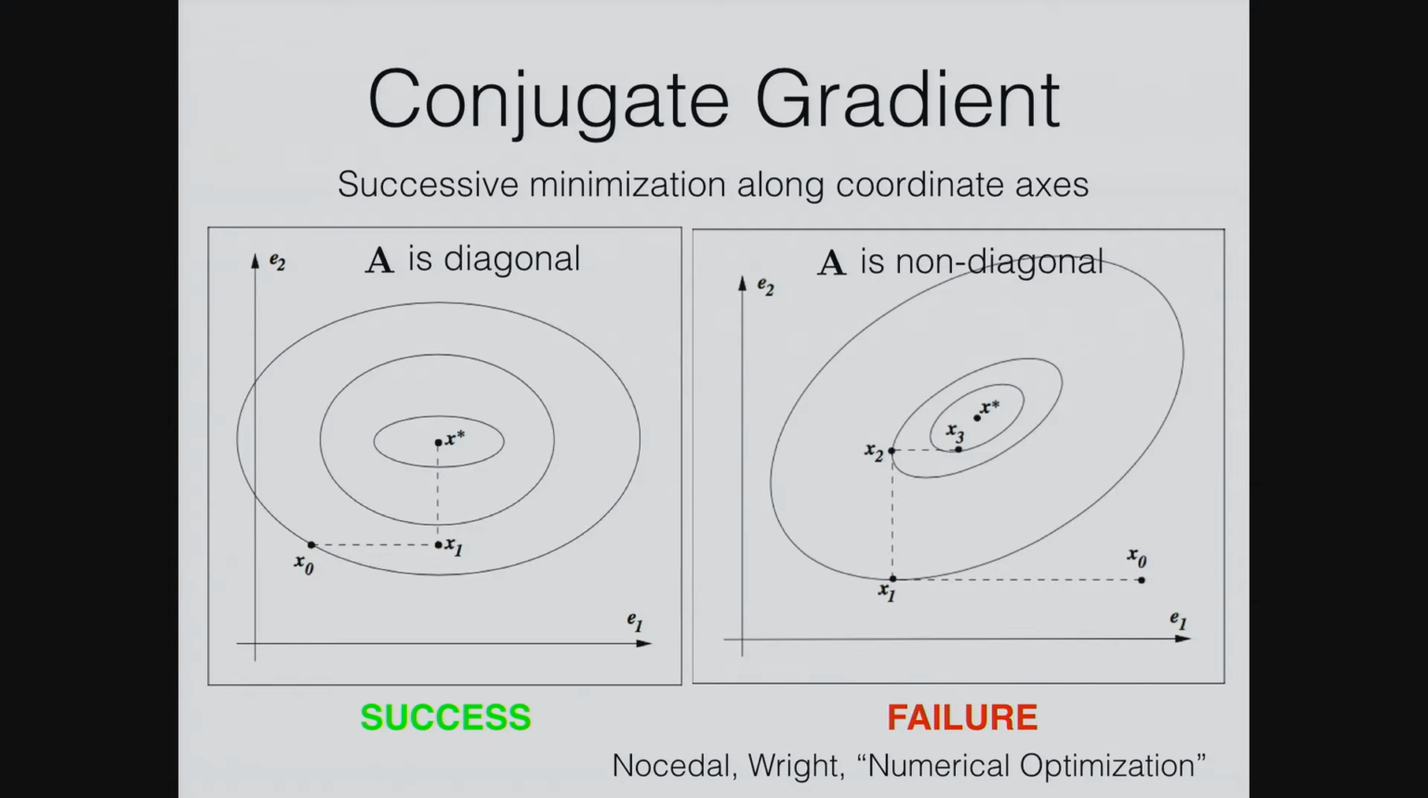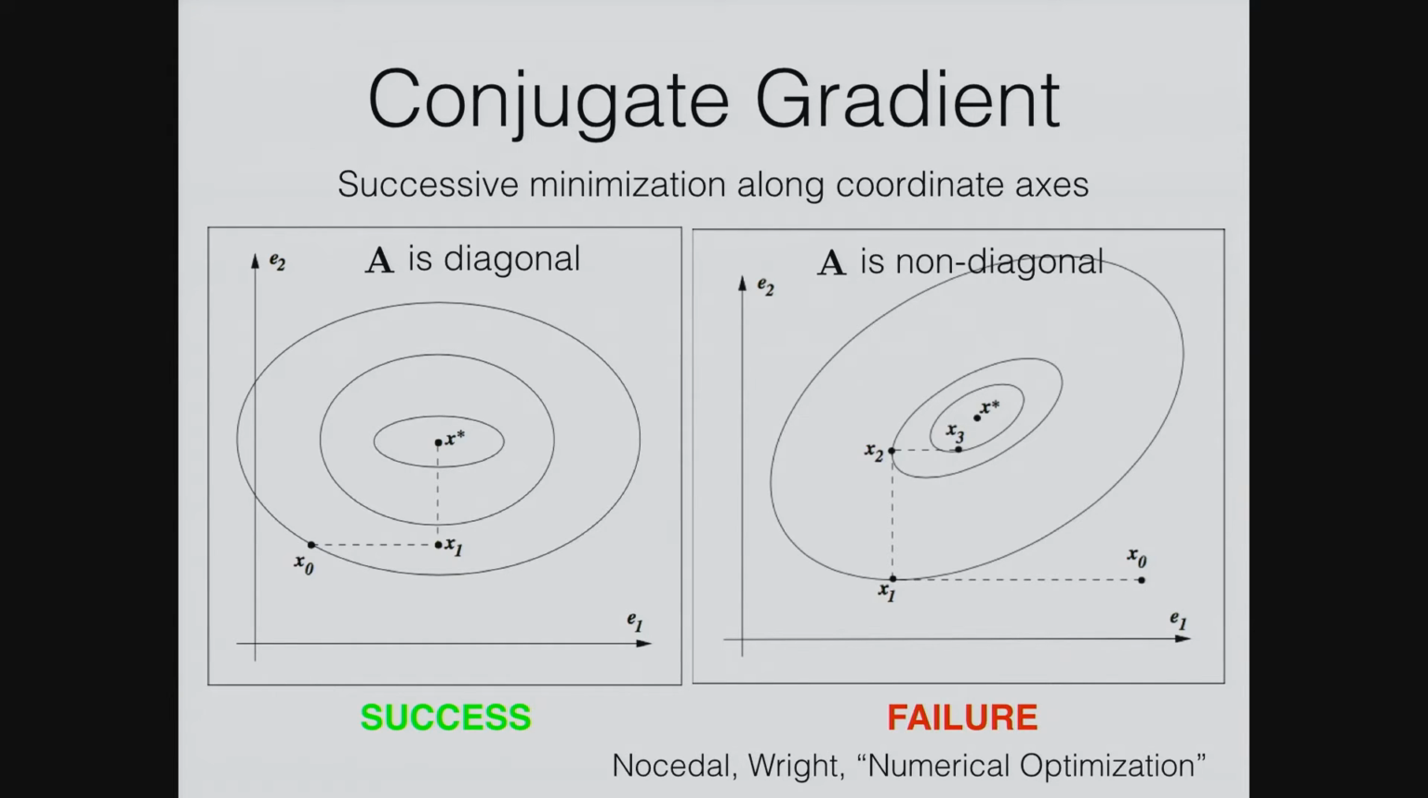Yeah, so let's have a quick look at an example from this same book. Let's say A is diagonal. And so conjugate directions then will be the coordinate axes, basically. And I should also mention that the choice of conjugate directions is not unique. There are multiple choices. So you just need one choice of conjugate directions.